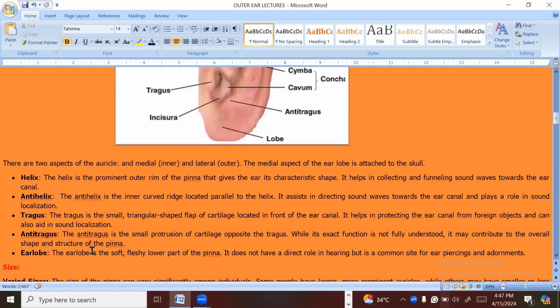Then we have the ear lobe. The ear lobe is the soft, fleshy lower part of the pinna. It doesn't have a direct role in hearing.